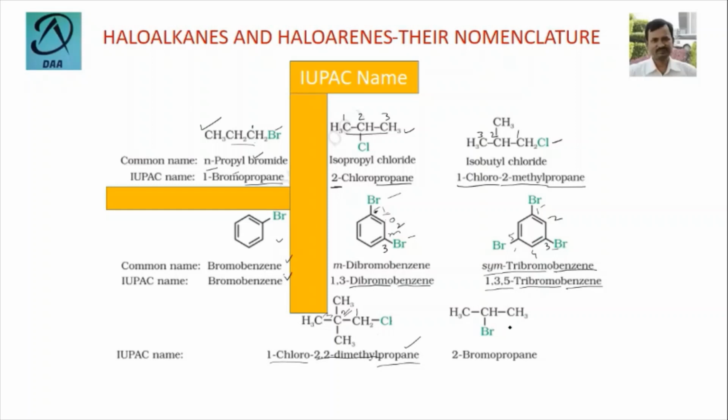The last example is 2-bromopropane. If you see the structural formula, there are 1, 2, 3 carbons, so it is propane. And in the second position, a bromine atom is there, so it is called 2-bromo. In this way, from the structures of halo compounds, haloalkanes or haloarenes, we can name them as per the IUPAC system.